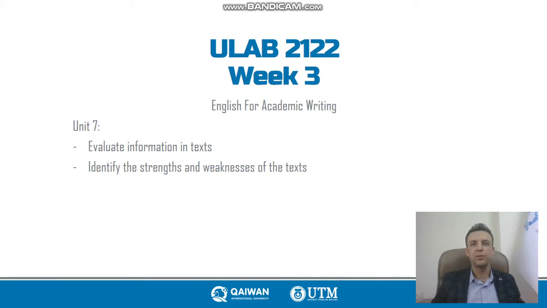In this video I'm going to talk about the materials to be discussed for week 3 of ULAB 21-22. So we are going to discuss some parts of Unit 7 of the book English for Academic Writing. As you can see, first we're going to talk about evaluating information in texts, then we will talk about identifying the strengths and weaknesses of the text. Well, let's start.